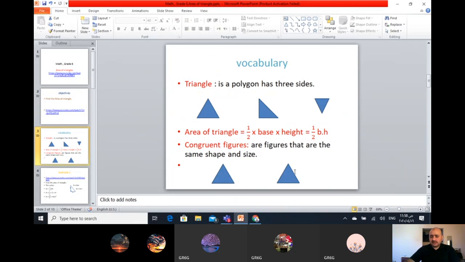These sides equal these sides, and these sides equal these sides, and they have the same angles, the same measure of angles. This angle equals this angle, and here equals here, and this angle equals this angle. So the 2 triangles here have the same shape and the same size. So this is congruent.